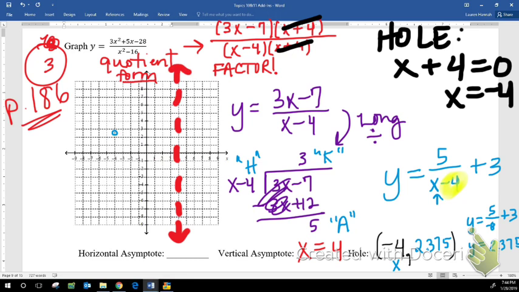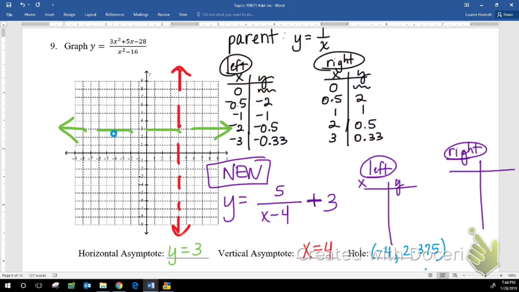Then the horizontal asymptote comes from whatever the k value is. So this one was h and this is k. The horizontal asymptote will be at y equals 3. So that's right here. Like that. Okay? Now I'm going to have to go to the next slide to actually find those ordered pairs, so bear with me one second here and I'll get that all set up.